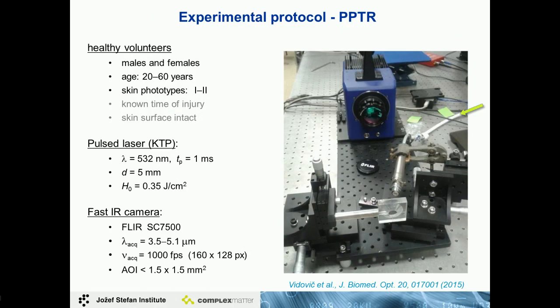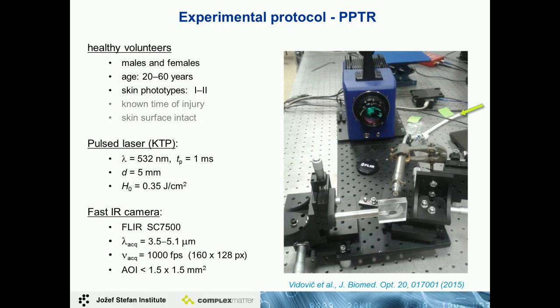So this is in vitro testing, which gave us some confidence to pursue in vivo work. This is the experimental protocol of the Bruce study. We went through about 24 people so far, different ages, both genders, fair skin. For the PPTR part, so pulse photothermal radiometry, we use a 1 millisecond green laser, quite low incident dosage, and a fast infrared camera. Typically, we acquire at 1,000 images per second.